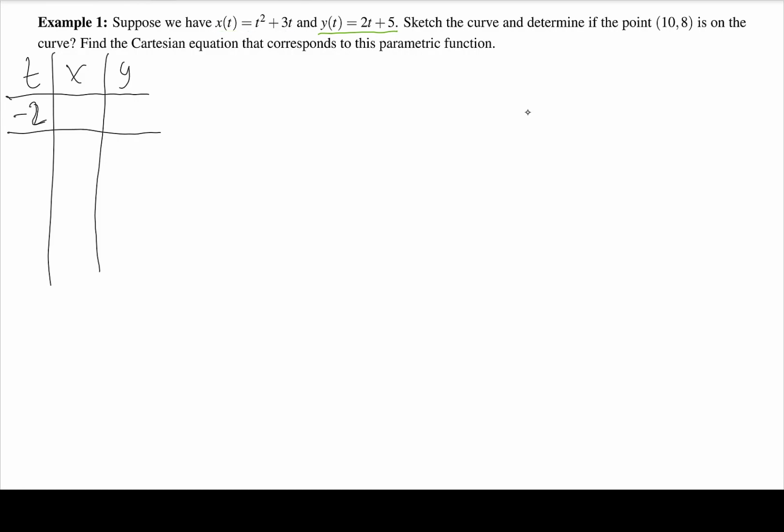So this would give me -2 squared, which is 4, minus 6. So this would give me -2. And then for y, I would have -2 times 2, this part right here, plus 5. So that would give me a positive 1.